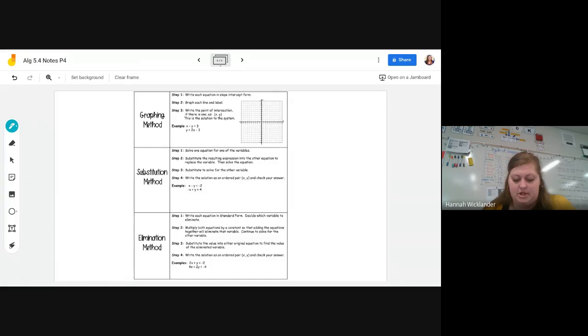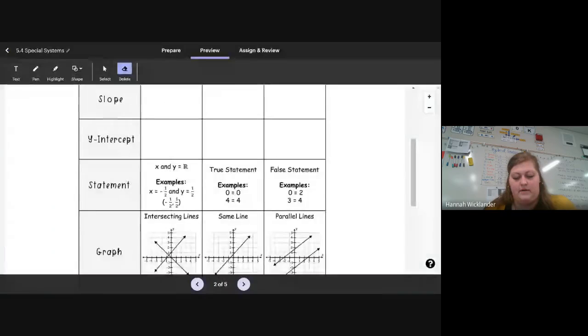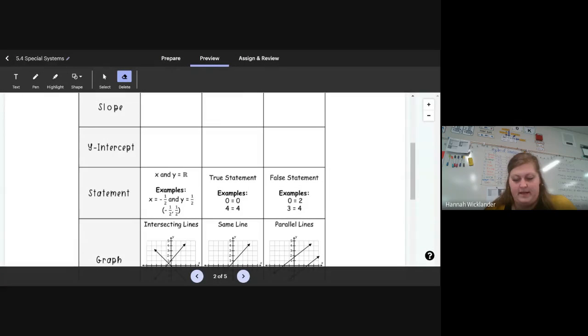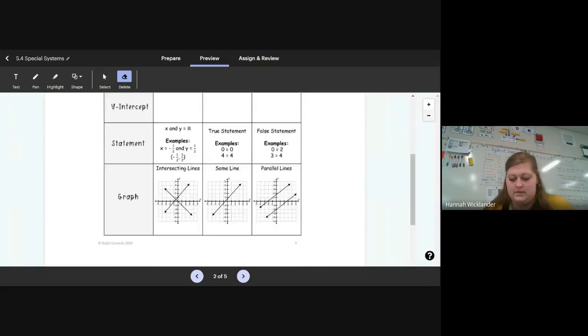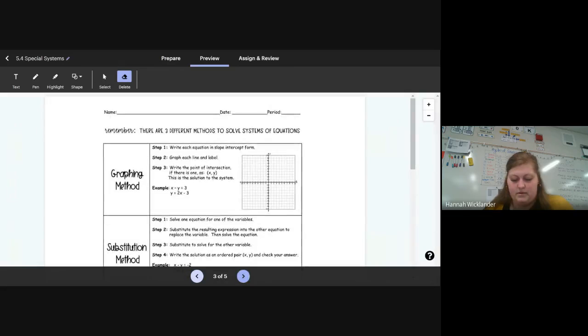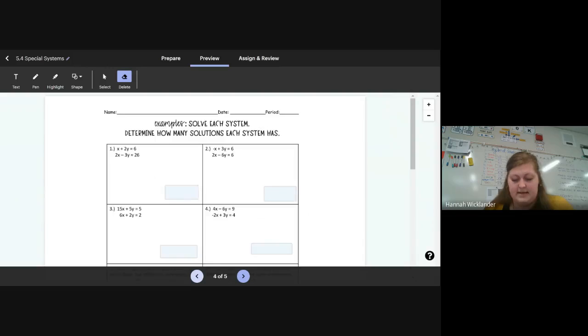And then this is just a good little sheet in your homework that has how to solve each type of problem. So if you get confused or forget, you can go back and look at this. So now we're going to come over here to Easel, and it's in Google Classroom, you guys, 5.4. So go ahead and click on that. As you can see, here's the notes I just did. And then the three types of methods. And then here's the homework. So the last two pages, page 4 and page 5, are your homework.